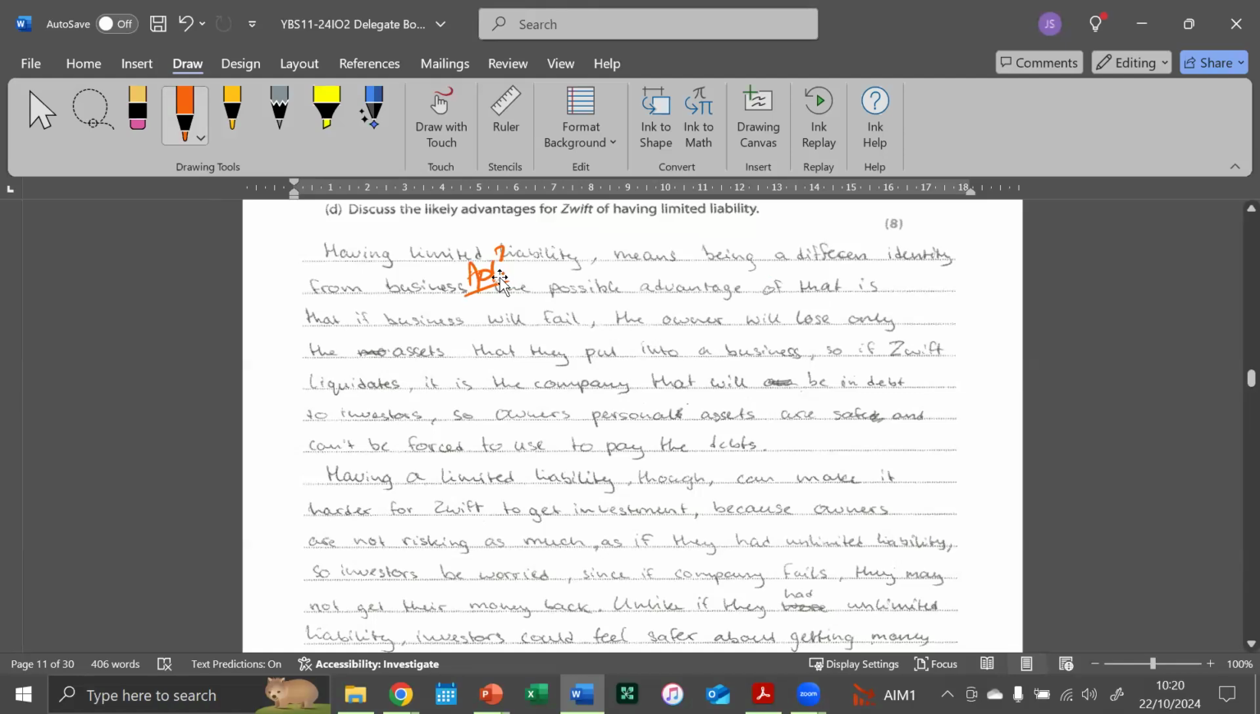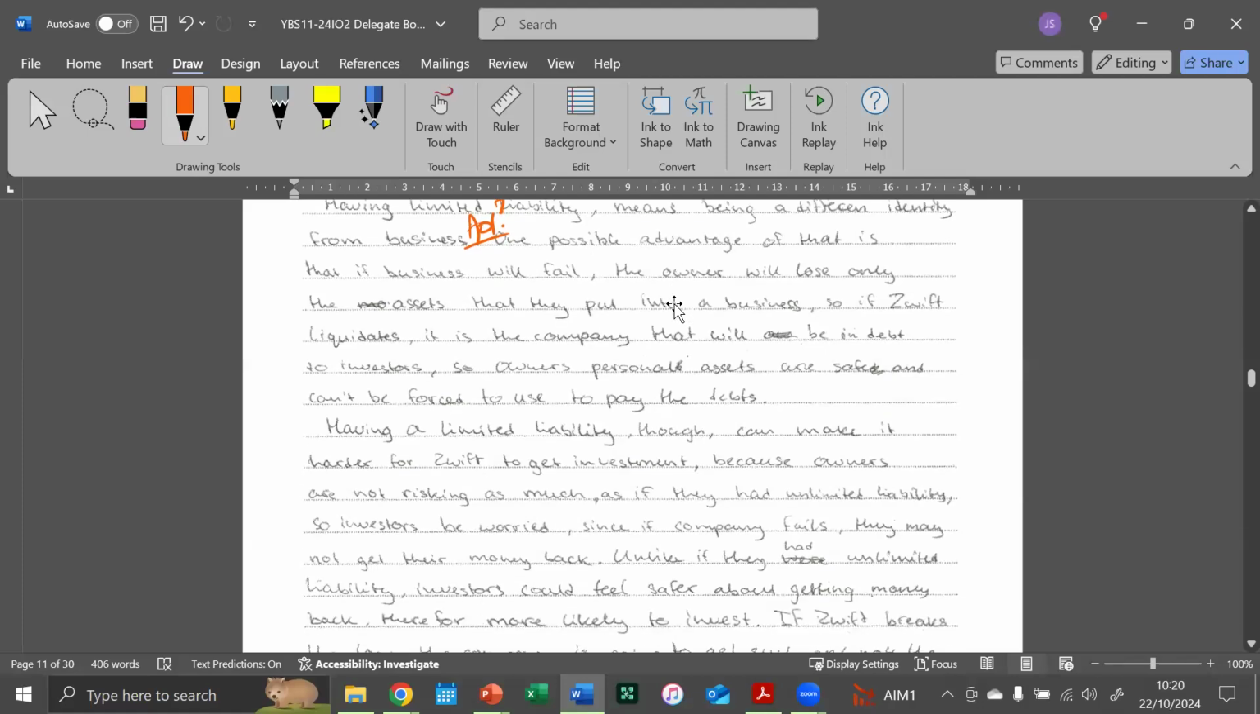If the business will fail, the owners will lose assets that put them into the business. Owners putting assets into the business, I'm not so sure about that, but it could be cash to buy shares. But I'm doing a lot of work for the student there. So I'm putting AO1 question mark again. If Zwift liquidates the company that will be in debt to investors, the owner's personal assets are safe and can't be forced to use to pay the debts.